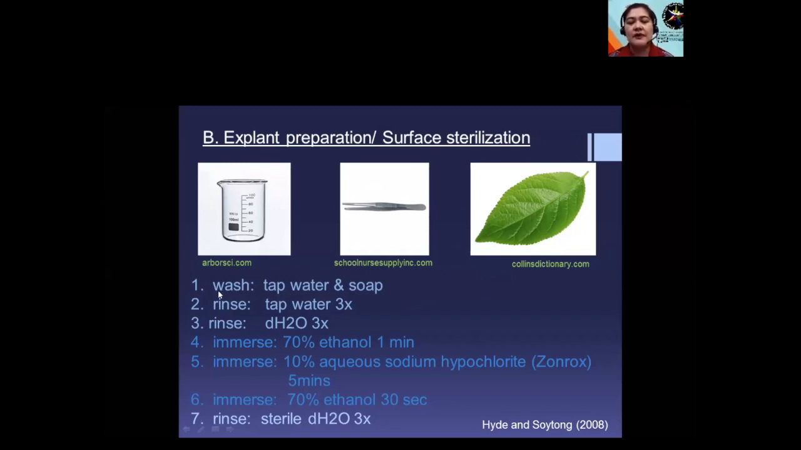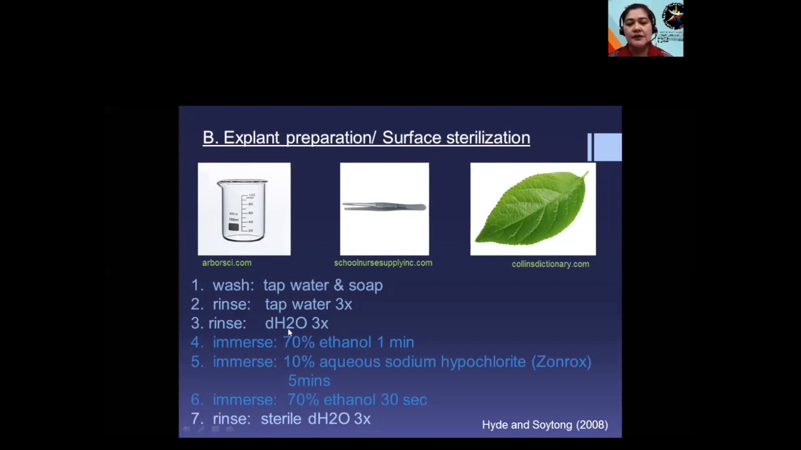So you have to wash it with tap water and soap. Banlawan mo ng maigi. After which you rinse it 3 times with tap water still. So para matanggal yung mga minerals or anything chlorine in the tap water, we rinse it again with distilled water 3 times. Okay? So ibuhos-buhos lang to. Buhos-buhos system lang po siya. Pero naiiwan po ang ating leaf dun sa ilalim ng beaker.